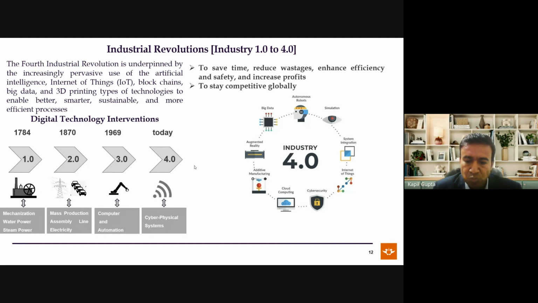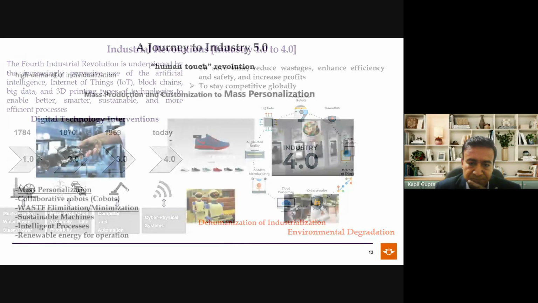Two major limitations are dehumanization of industrialization, like it is snatching jobs and attacking employment. These types of aspects are in the picture, and along with that, environmental degradation because of the machineries and high energy and resource consumption. So we'll try to focus on sustainability interventions, which can be a sort of solution for this limitation of Industry 4.0, that is environmental degradation.